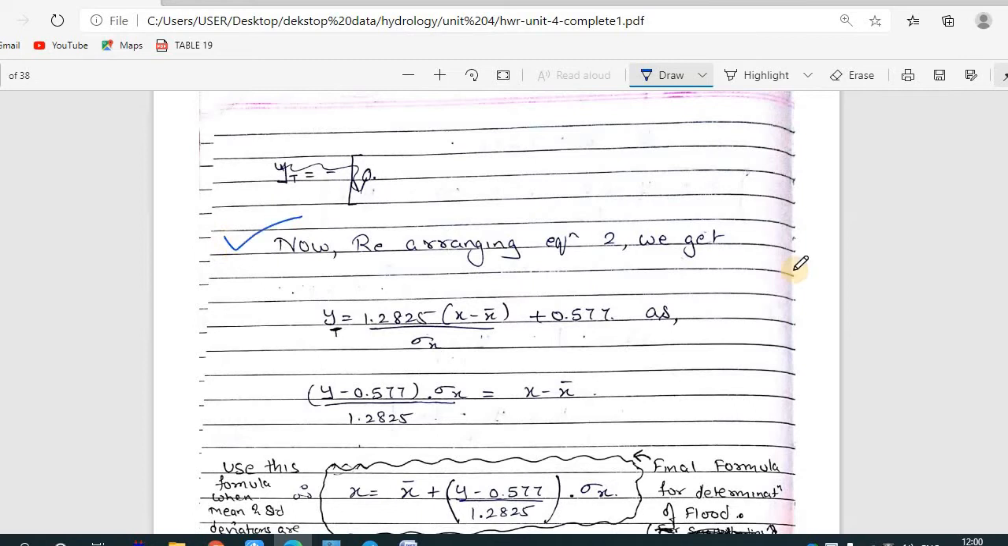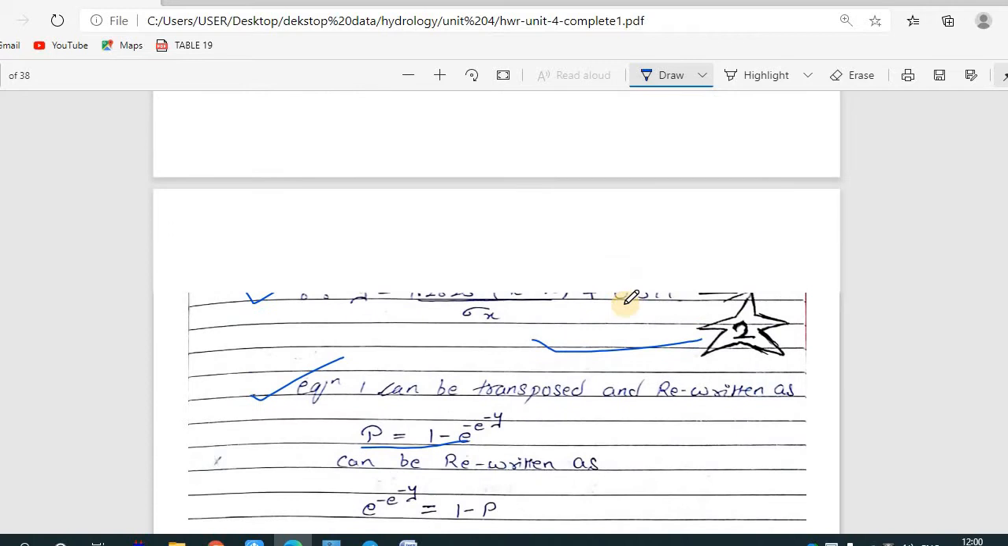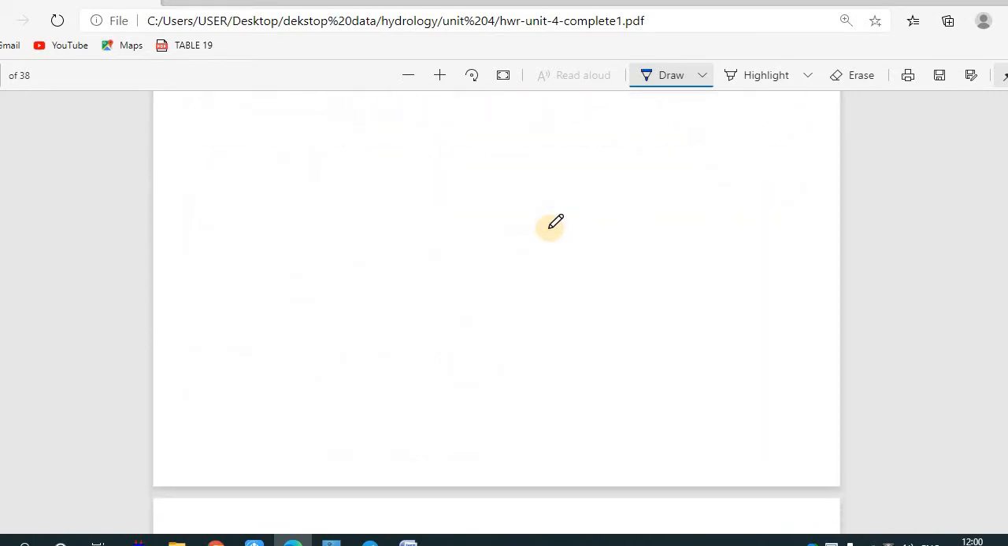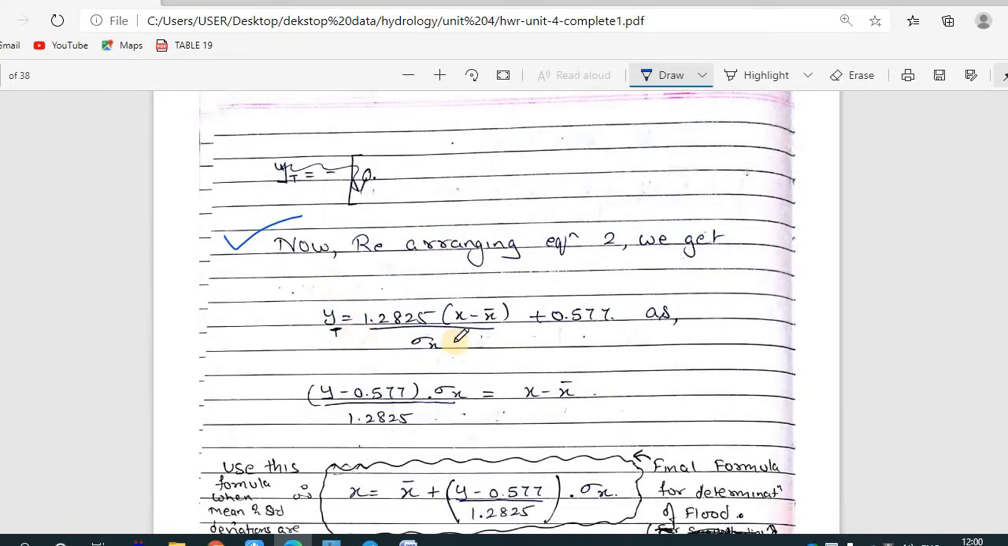Now, rearranging equation 2, we get what? Where is equation number 2? Equation number 2 is over here, and we can rearrange it. This is equation 2: y_T equals what?